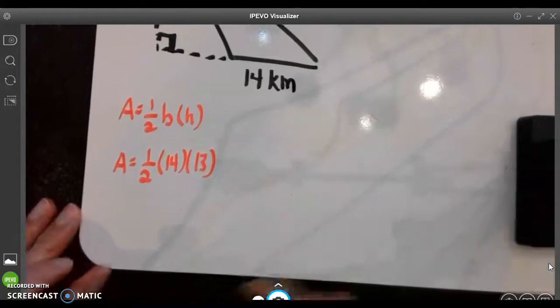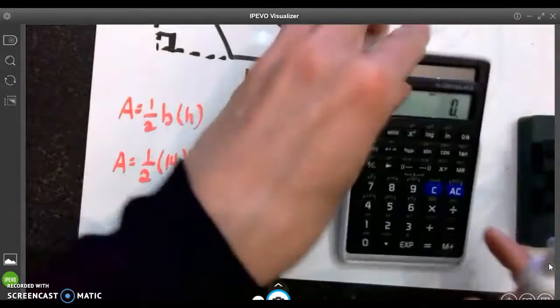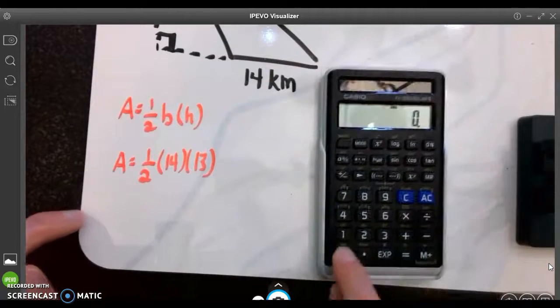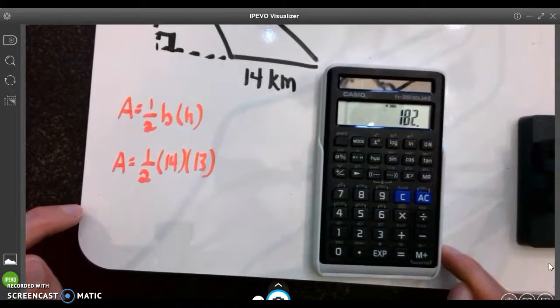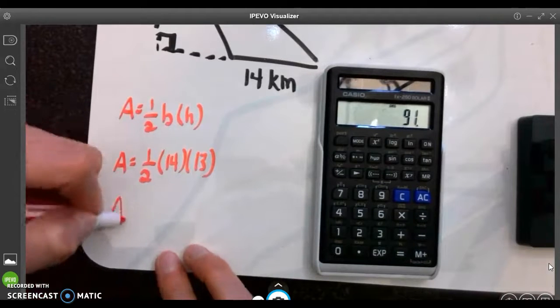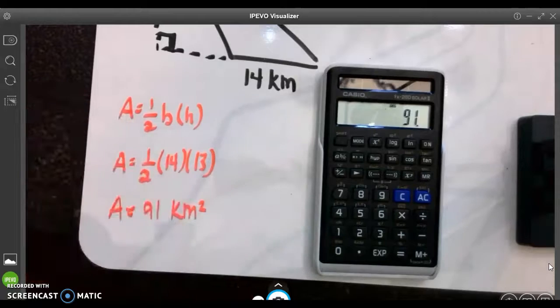On this one, I'll find my calculator. I'll need to use the calculator for this one, so I'm still going to work backwards. I'm going to do 13 times 14. I get 182, and then half of that, so I'm going to divide by 2. That area is 91 kilometers squared.